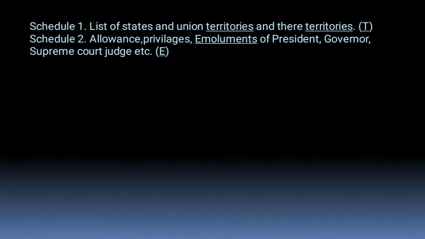Here are Schedules 1 and 2. First Schedule, T for territory. The First Schedule lists the states and union territories and their territories, that is T, the letter T. And the Second Schedule covers allowances, privileges and emoluments of the President, Governor, Supreme Court judges, etc., that is E. And A for oath and affirmation, that is A.